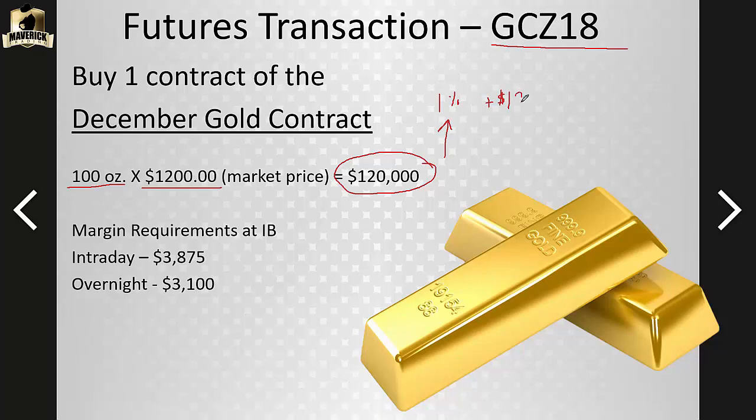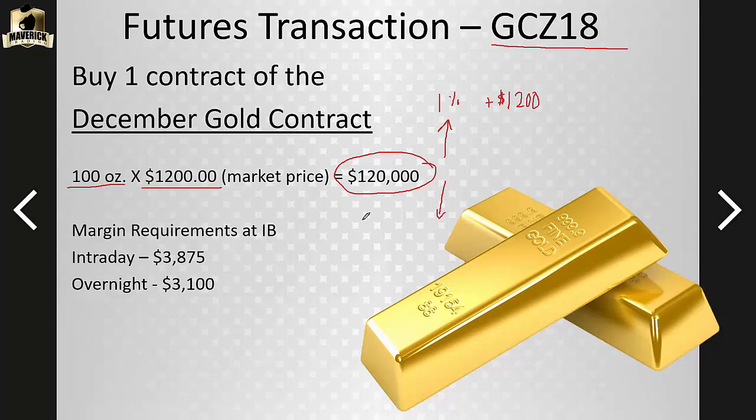If it goes down 1%, you have lost $1,200. This is really what the trade is. I know we just talked about ticks and all the other things, but in the end, this is your trade. Again, this would be the equivalent of buying 100 shares of a $1,200 stock or 1,000 shares of a $120 stock. It's the same thing. You are controlling $120,000 worth of gold, and your return is simply going to be your percentage return off that amount.